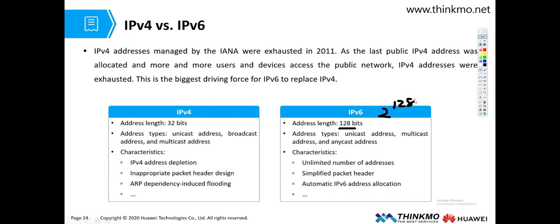In this process, if we look at IPv4 addresses, their types are divided into unicast addresses, broadcast addresses, and multicast addresses. And our IPv6 is divided into unicast addresses, multicast addresses, and also anycast addresses. What are the characteristics of IPv4 addresses? Well, our IPv4 addresses are about to be exhausted. Moreover, there are many unreasonable design aspects within the header. If it relies on ARP, it can easily cause broadcast storms.